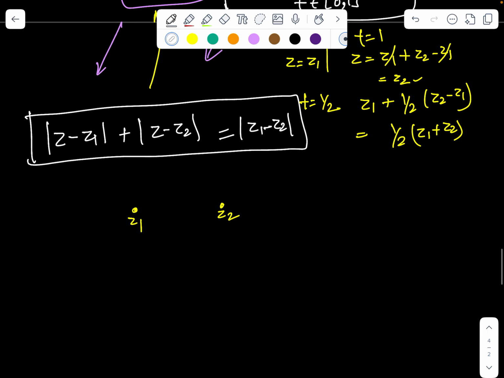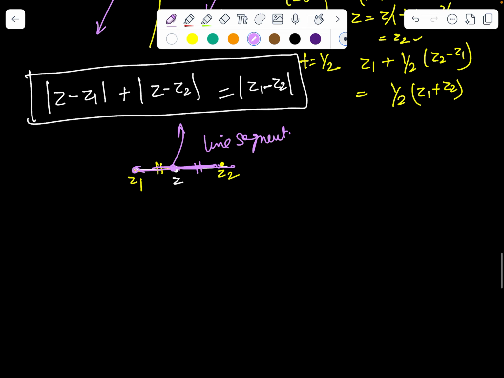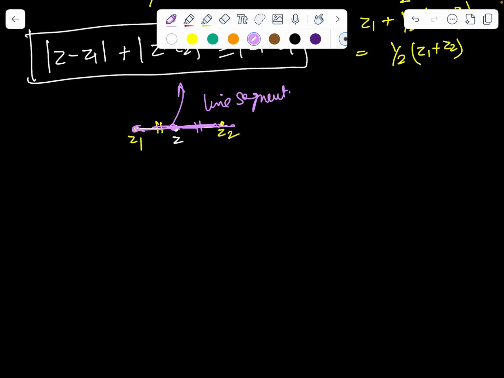Because we can consider two complex numbers Z1 and Z2 as follows. And now according to the question, mod of Z minus Z1 is the distance of Z from Z1. So we want a Z such that its distance from Z1 plus its distance from Z2 should be equal to the distance between Z1 and Z2. And precisely Z has to lie on the line segment. Okay, so I'm going to use this basic idea to describe a triangle.